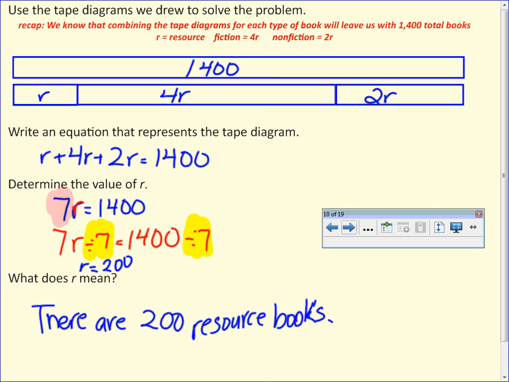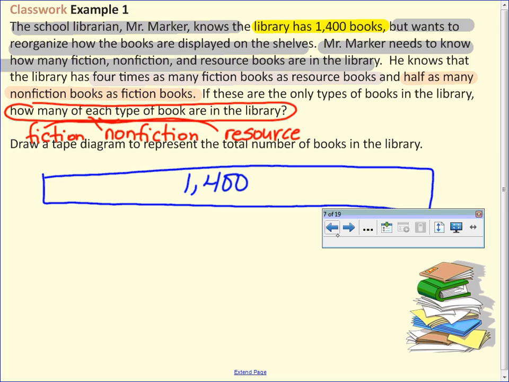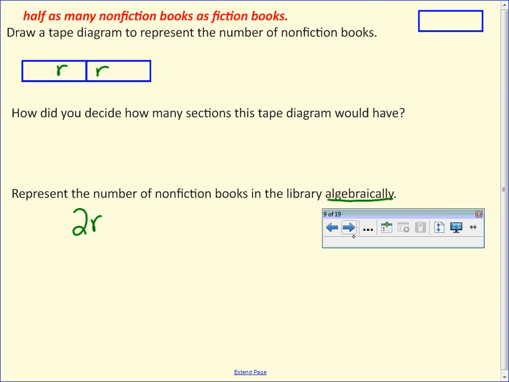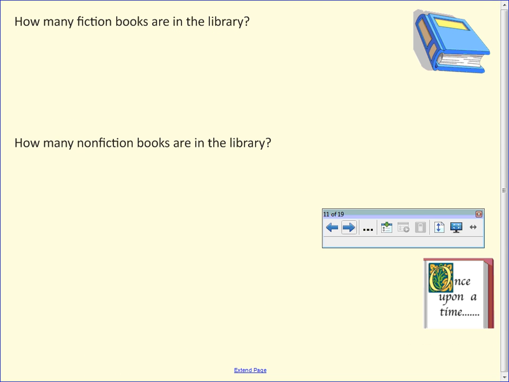How do you know right away that it was 4 R's? Because it told us here where I highlighted that we have 4 times as many fiction books as resource books, okay? So now that I know R equals 200, gentlemen, what was my algebraic equation for fiction books? What was it? 4R. And I know that R is 200, so I multiply them together to get 800.